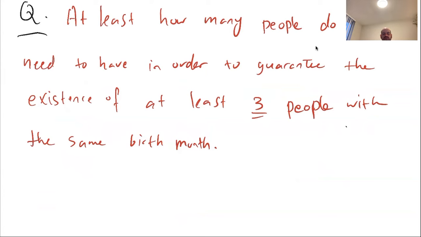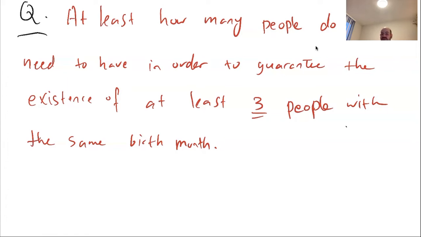So how many do you think we need? Well, let's again consider the worst case scenario. If I want to distribute people into months to avoid repeated months, basically. So let's say if I have 12 people, I can have 12 people with all different birth months because I have 12 months. It's possible.